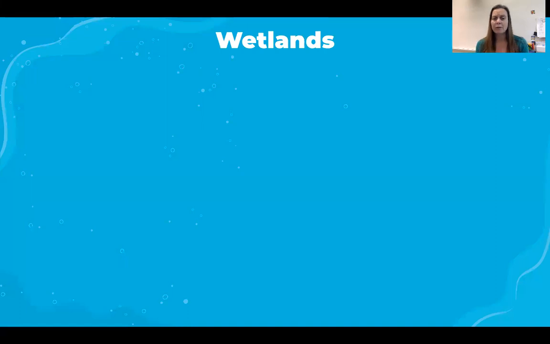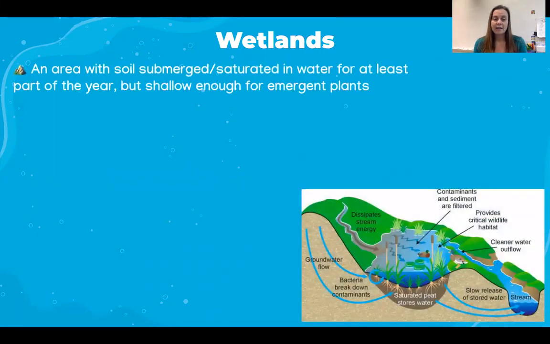But before we can jump into talking about human impact, we really need to define what a wetland is. A wetland is defined as any area where the soil is submerged or saturated in water for at least part of the year, but it's shallow enough for emergent plants. Emergent plants are ones that have root systems down in the benthic zone, but the plants themselves stick up over the surface of the water. Things that we typically think of as swamp grasses or wetland grasses, things that we see on the borders of our rivers in this area, like cattails and other grasses, are emergent plants.